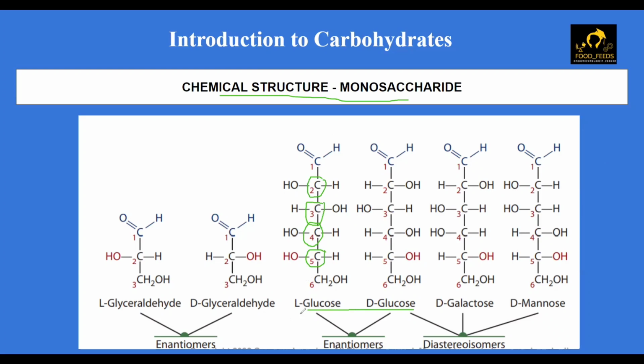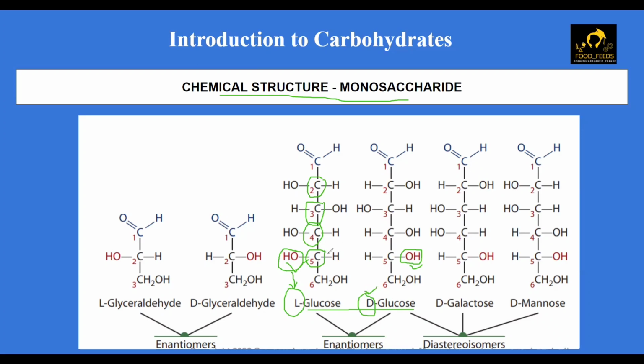And why is this L-glucose, and why is this D-glucose? Where is the difference? Here, the position of OH is different, right? The chemical formula is the same for both, but the OH here is on the left side, whereas here it's on the right side. Whenever this OH is on the left side, it is L-glucose, whereas whenever it is on the right side, it is said to be D-glucose.